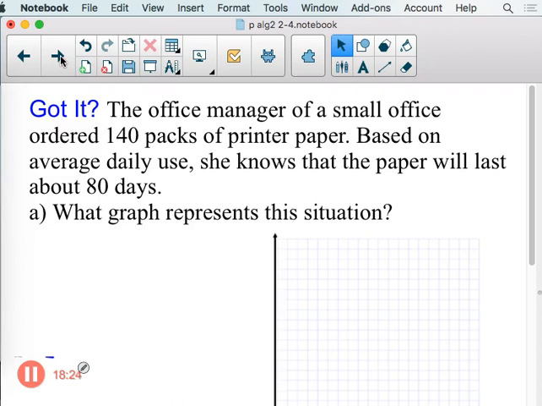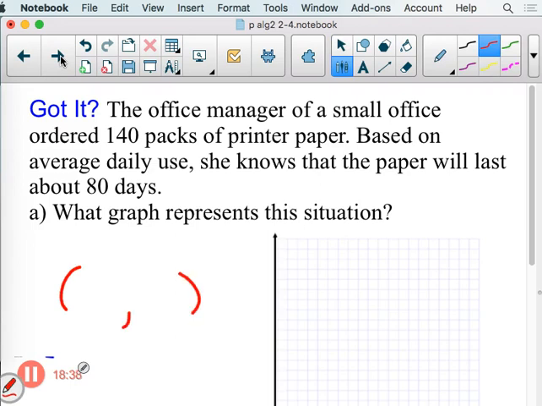Because here's what I have to figure out. Everything that we've been doing recently gave us 2 points. So if there's going to be 2 points, there have to be 2 different labels in this problem somewhere to say, hey, use this for the x and use that for the y. So I'm going back up to that and I'm just finding the labels. 140 what? Packs of paper. How about 80 what? Now, what she cares about is how many days does it take for those packs of paper to be gone? So days are x, packs of paper are y.